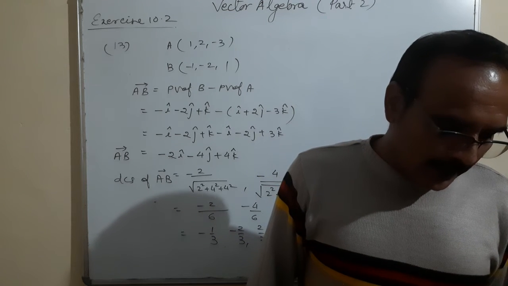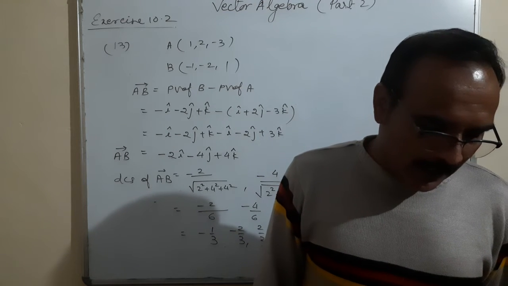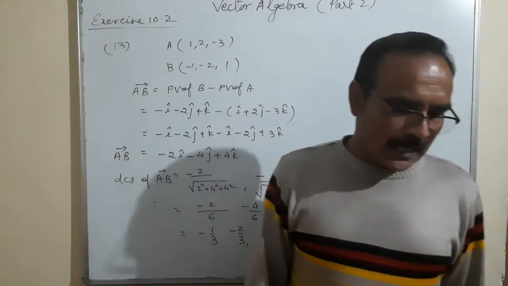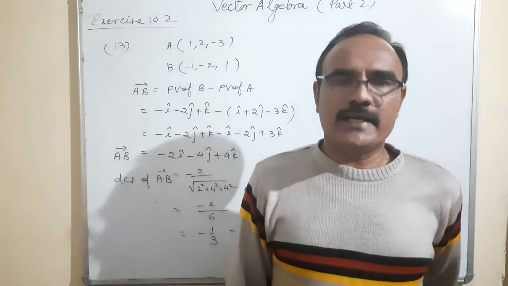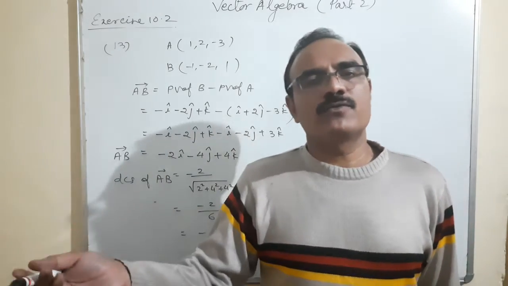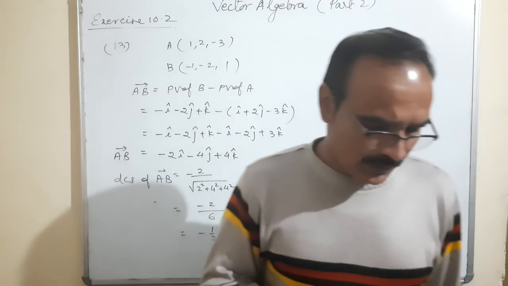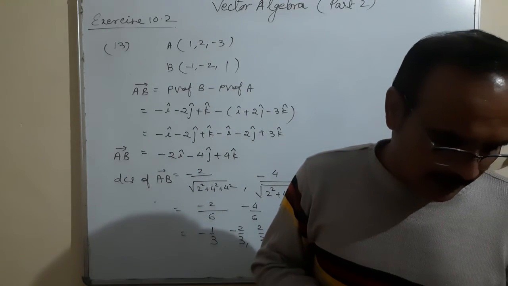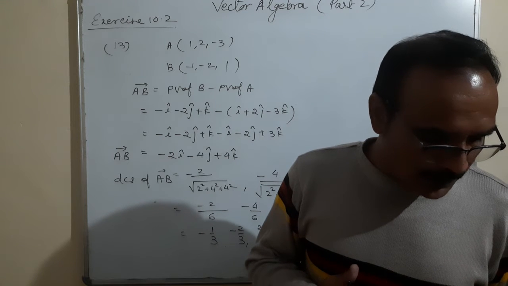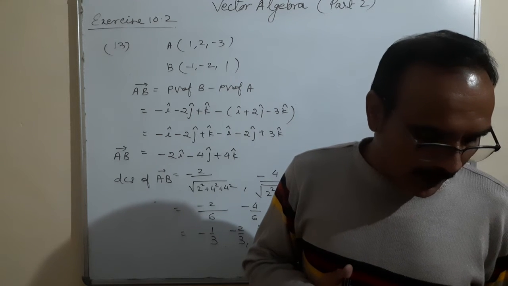14th question: show that the vector i plus j plus k is equally inclined to the OX, OY and OZ axes. Simple question, i plus j plus k is there. We have to find their direction cosines. It is coming 1 upon root 3, 1 upon root 3 and 1 upon root 3. They are equally inclined to x-axis, y-axis and z-axis. Got it?